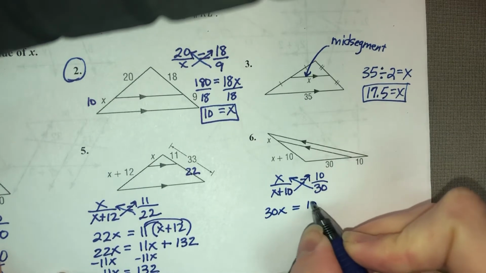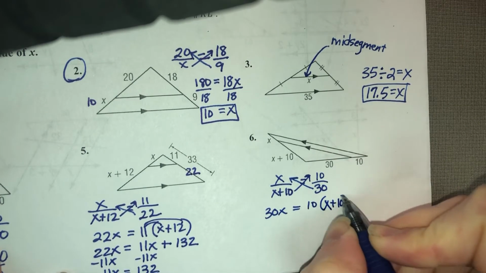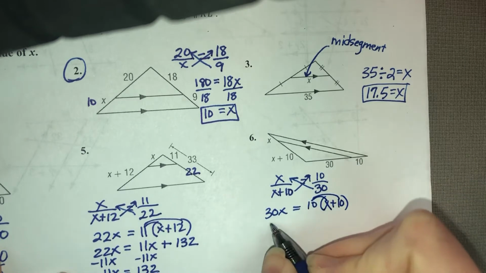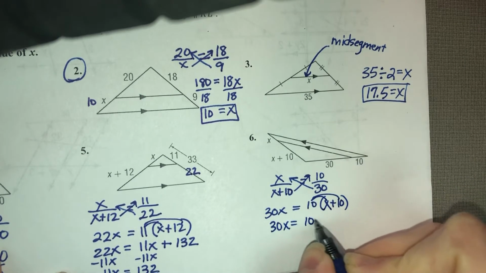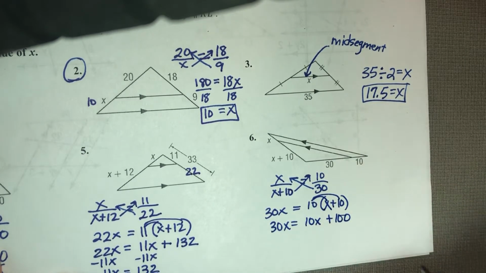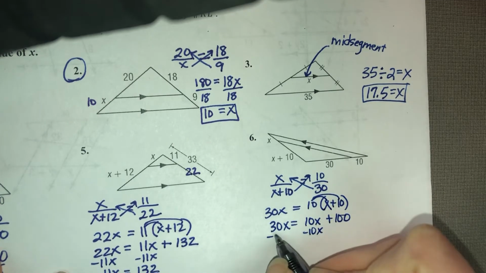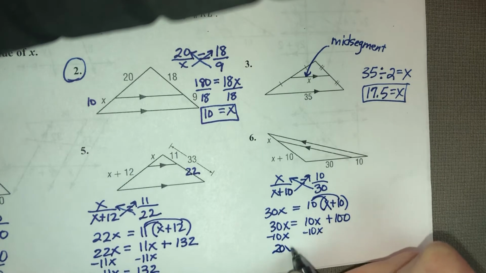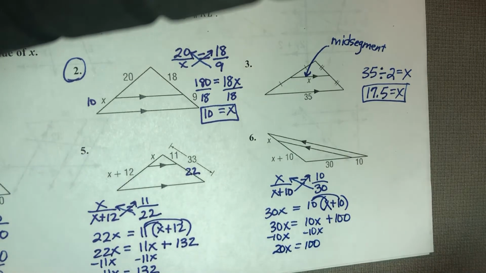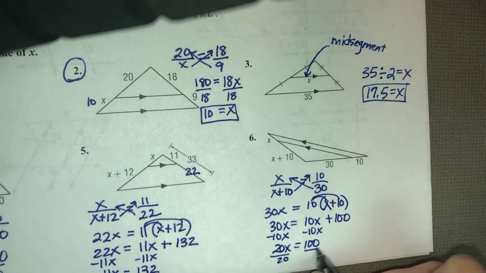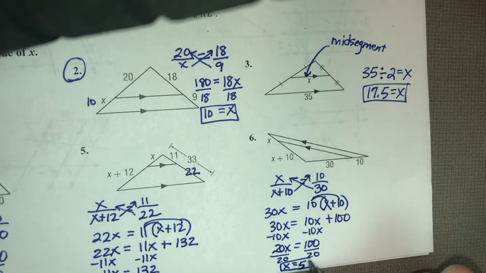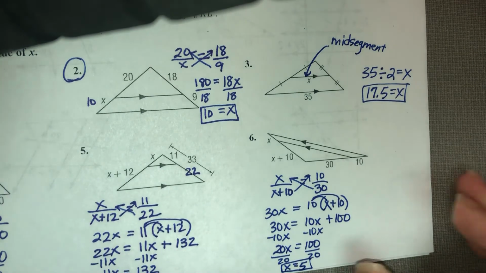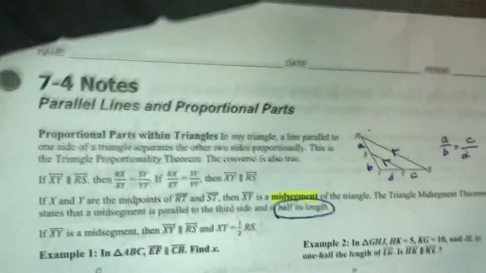30x equals 10 times x plus 10. You distribute the 10, so 30x equals 10x plus 100. Then you subtract your 10x on both sides to combine your like terms. So 20x equals 100, and then you divide by 20 on both sides. So x is equal to 5. That's the answer. I hope you got it right. Okay.